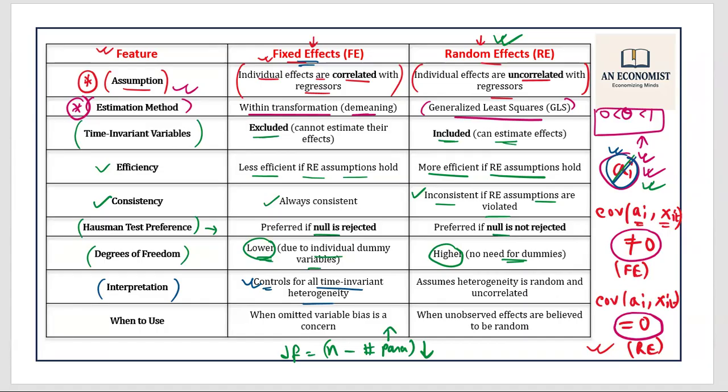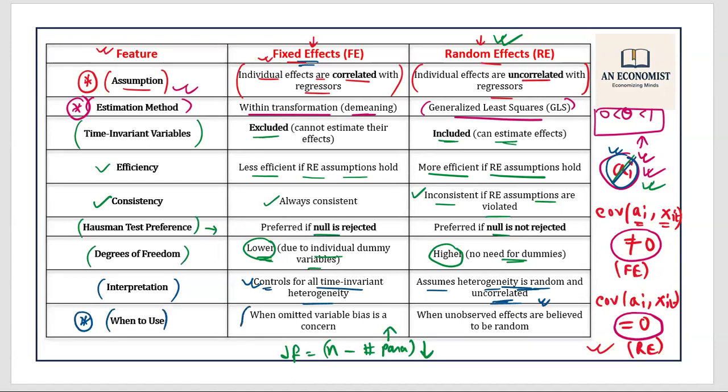Whereas in case of the random effect model, it assumes heterogeneity is random and it is uncorrelated. We have discussed in detail the different assumptions of the random effect model. There we have assumed that heterogeneity is random and also uncorrelated. This is just what we have discussed in the previous video. And now the important point: when should you use this? That will be determined by the Hausman test.